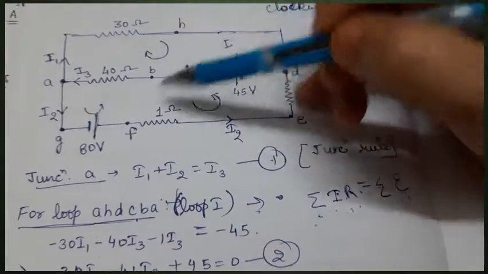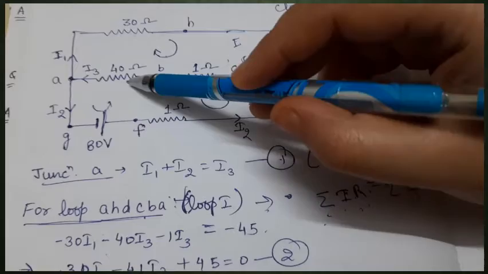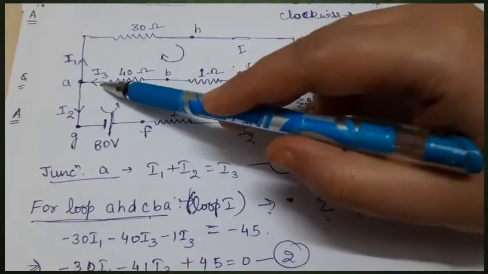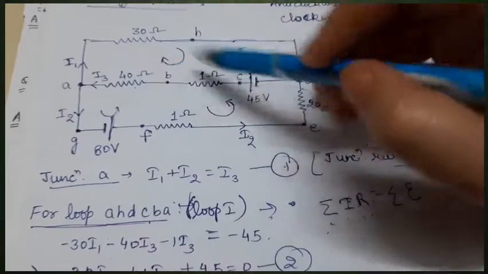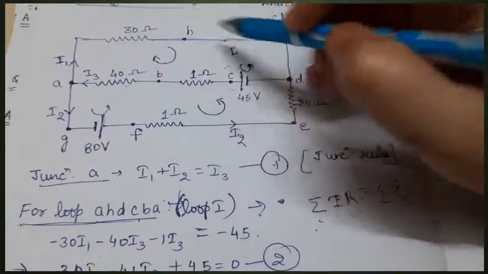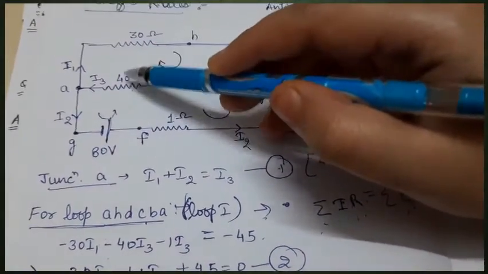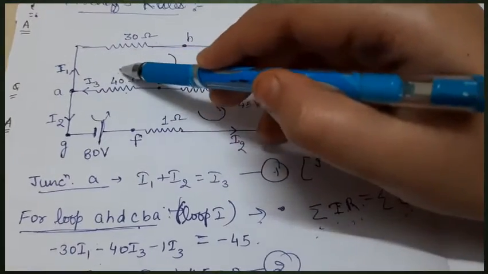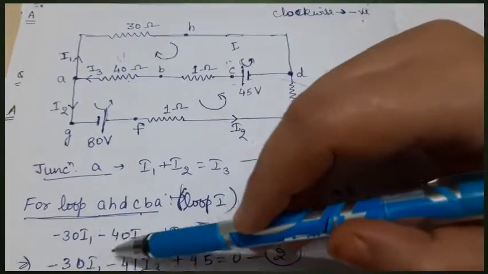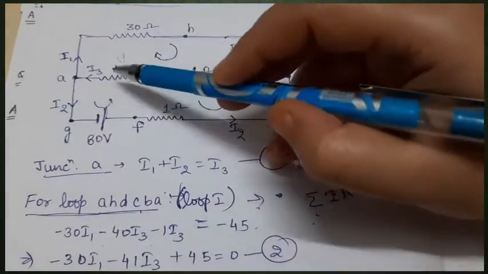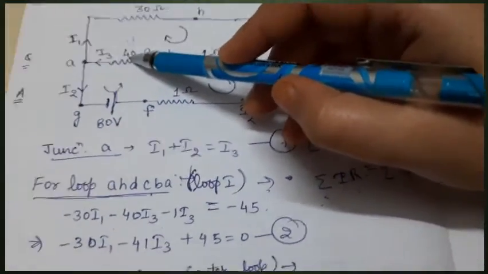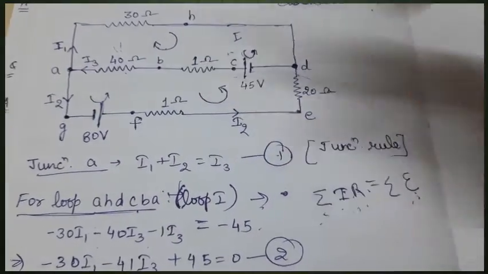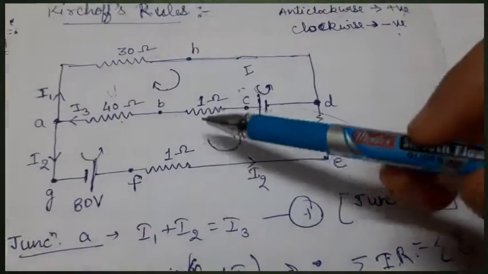Next we consider the other resistance, 40 ohm. Here the current through the 40 ohm resistance is I3 and it is also clockwise in loop first. Loop first means the upper half loop. So here current I3 is going along the clockwise direction in loop first. So again minus 40 into I3. We are using the formula for potential reference, I into R, Ohm's law.